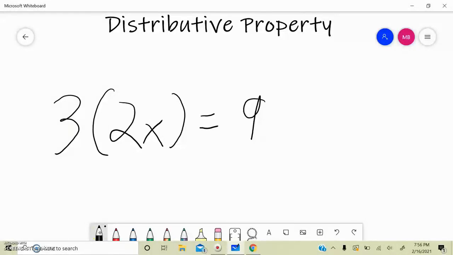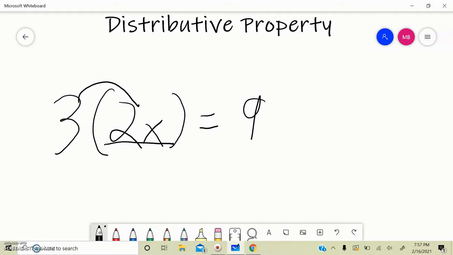Today we're going to take a look at the distributive property. So let's start by taking a look at this example. I have 3 on the outside of the parentheses, and on the inside I have 2x, or 2 times x, is equal to 9. First thing I'm going to do is distribute that 3 to all the terms. And remember, 2x is going to be one term, not 2.